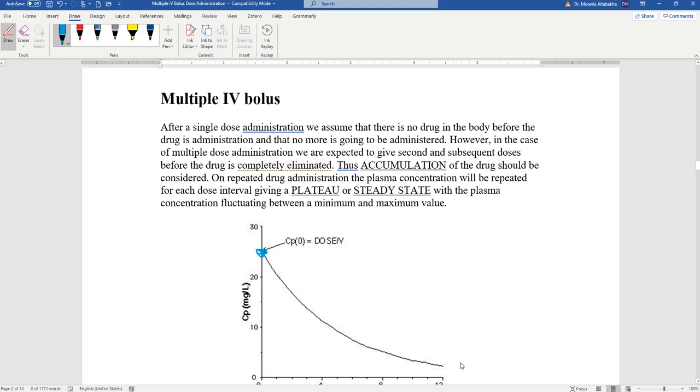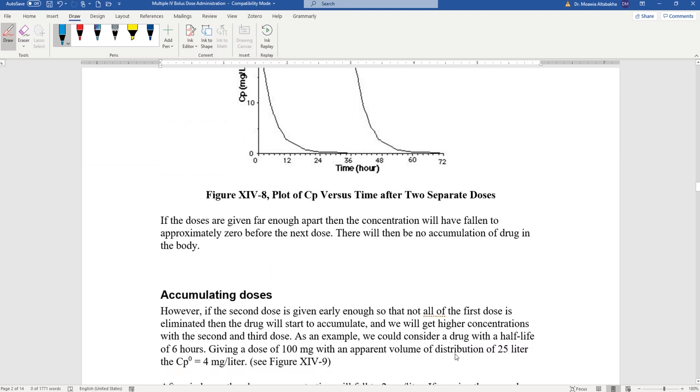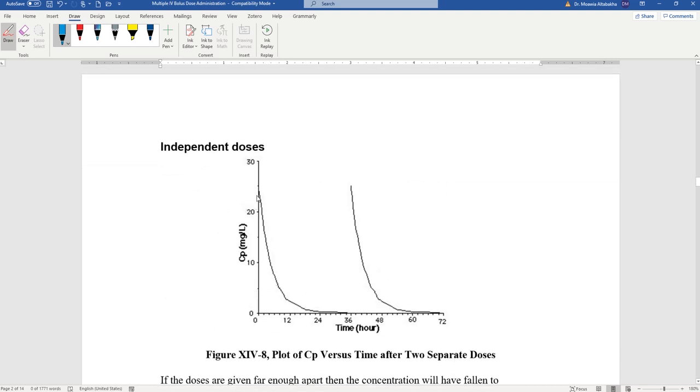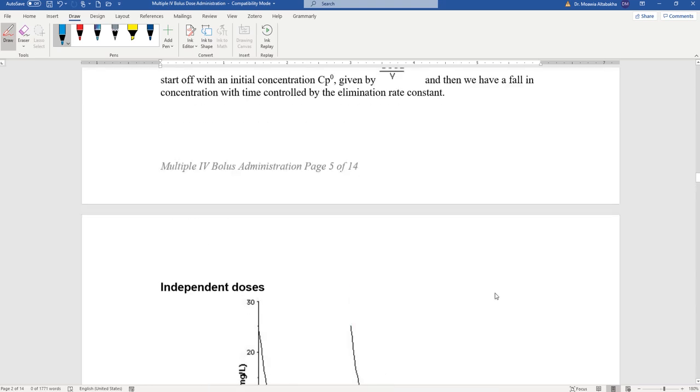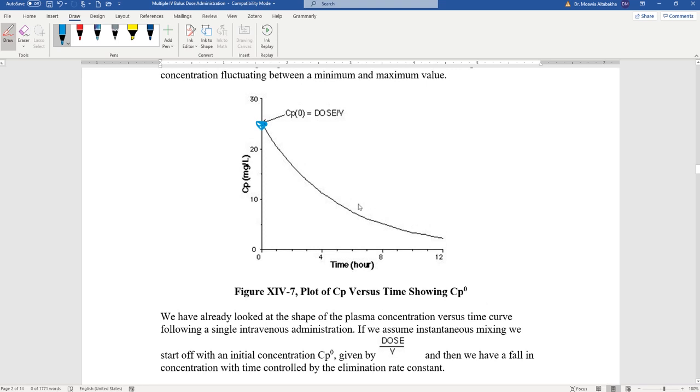So what will happen is, I will show it to you here. The first dose disappears, so things get repeated again. You will get the same concentration here, and then after a very long time, a few days, the concentration disappears, and so on. But what happens if, let's say, at 6 hours, you gave another dose, or the same dose?